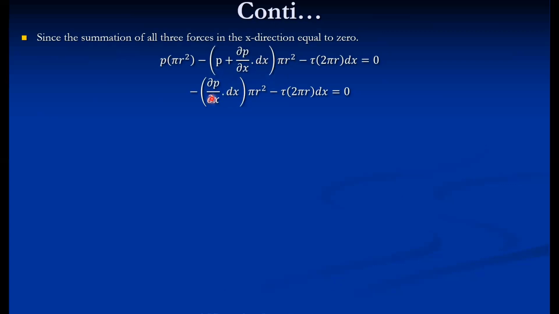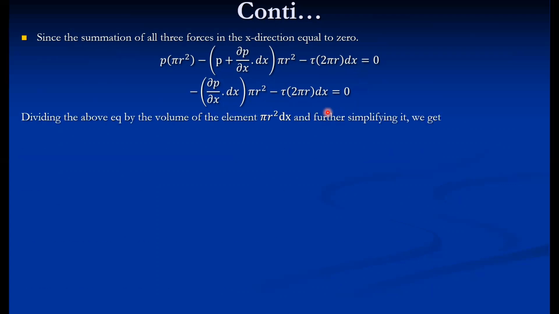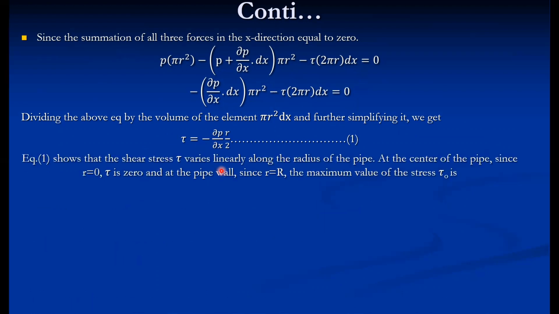With this simplification we get minus into bracket ∂p by ∂x into dx by r square minus tau into 2 pi r dx. Now divide both sides by the volume pi r square dx, and after further simplification and rearranging the terms, we have this relation: tau is equal to minus ∂p by ∂x into r by 2. From equation 1, it shows that the shear stress tau varies linearly, because it only varies with r along the radius of the pipe.